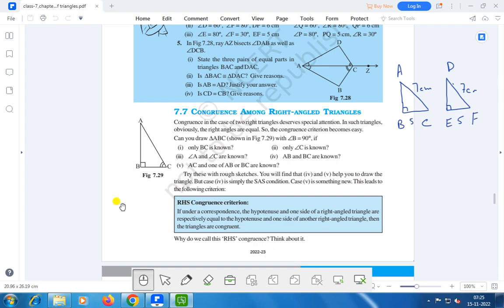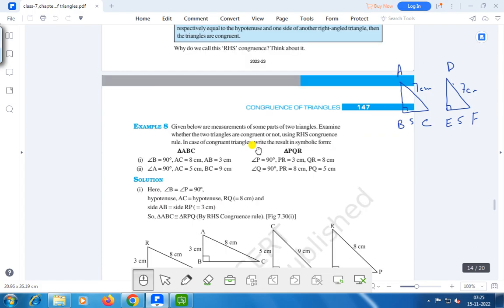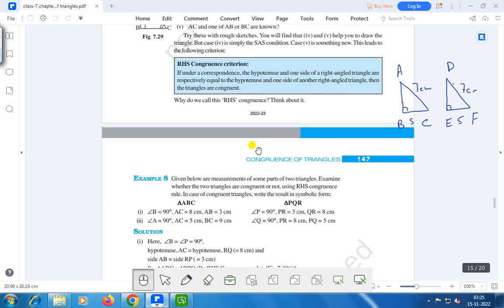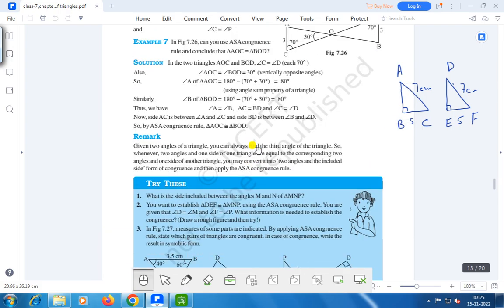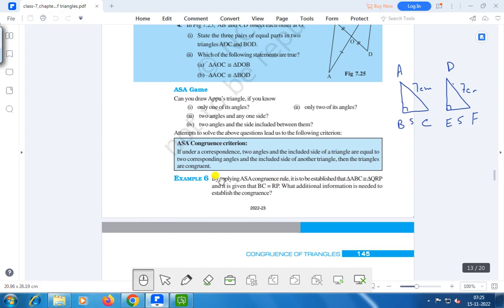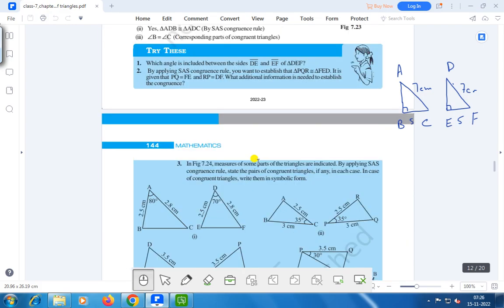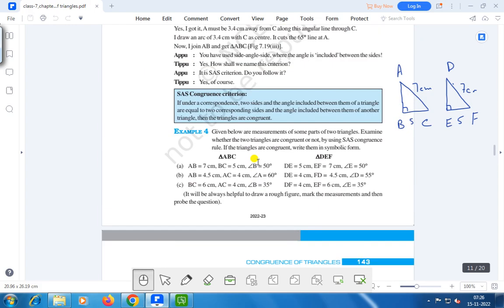Now again we will explain another one. Here you see, we explained angle side angle, right? Angle side angle we have explained, and now we will explain about side angle side. Side angle side we can explain in this way: side angle side. Here you see side angle side.